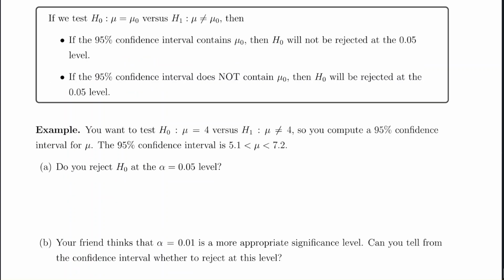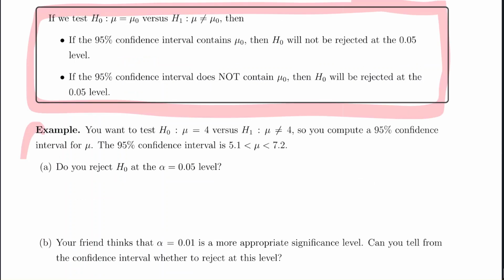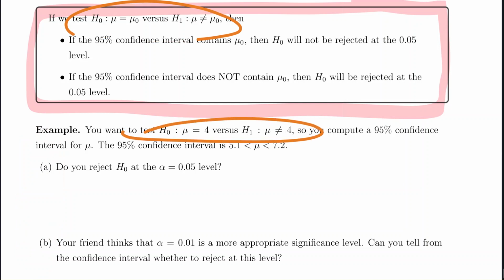So in particular, let's use the information in this box to answer our upcoming examples. It says you want to test H0: mu equal to 4 versus H1: mu not equal to 4. So far we have the same setup of our null and alternate hypothesis. We've got our two-tailed test.